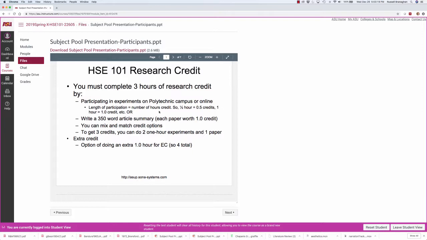Now you have an alternative to this because you might not be able to make it to the Polytechnic campus and maybe there aren't online studies to do. In which case you could write a 350-word article summary of some papers that I've included in here, and each paper would be worth 1 credit. So you can mix and match these things. That is, you could do 2 experiments and 1 paper, 2 experiments, etc. in order to get your 3.